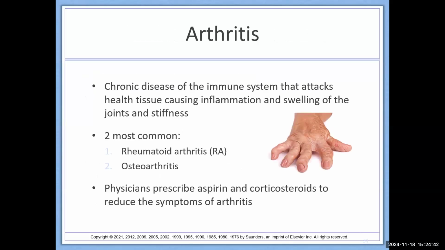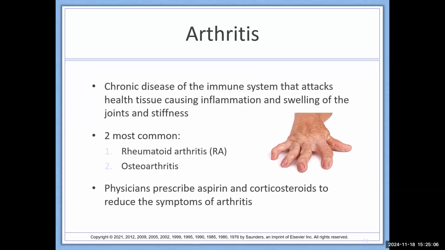Arthritis. There are a lot of patients out there that suffer from arthritis. I'm sure you've seen a lot of commercials on TV that talk about treatments for arthritis. It's a chronic disease of the immune system that attacks its own healthy tissue, and that causes inflammation and swelling of those joints. And then ultimately it results in some sort of stiffness.